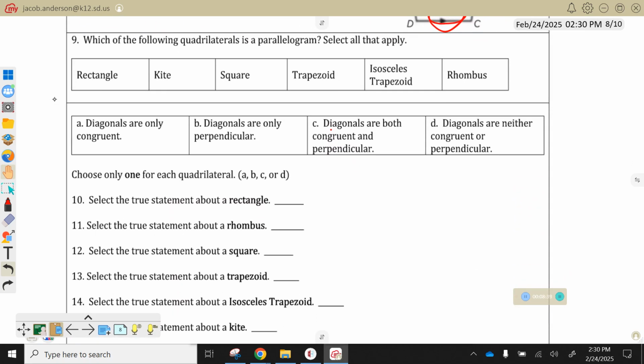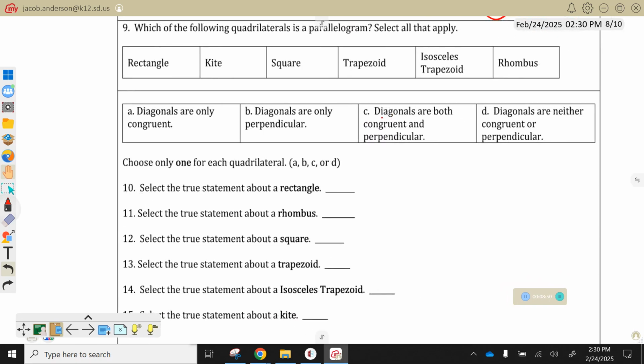We're going to go through some properties here. So it says, which of the following quadrilaterals is a parallelogram? Select all that apply. So let's just start with the rectangle. Select the true statement about a rectangle. I'm looking at number 10 here.